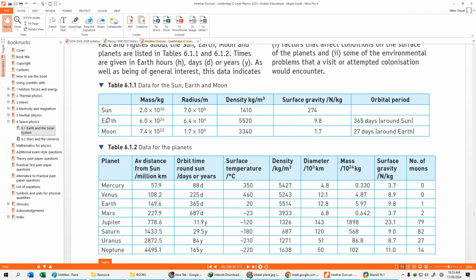Take a good look. First of all, there is a table that has the data for the sun, earth and moon. This is not necessary as per the syllabus so far, but this is the table that we are talking about. This is a table that is pretty important for us.